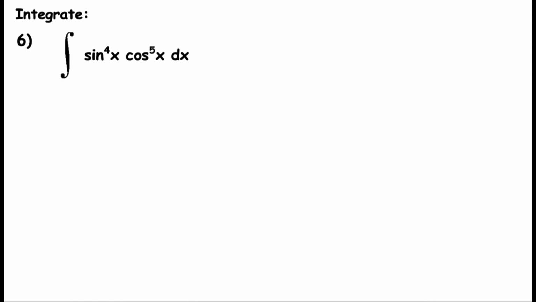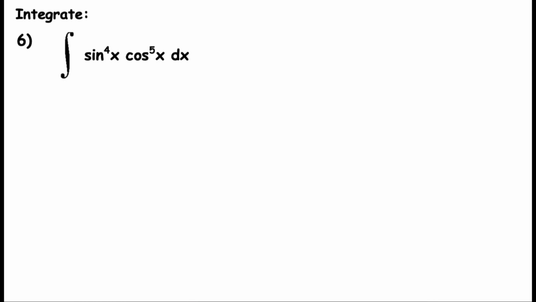All right, number 6. This looks interesting. I've got multiple powers of sine and cosine. I really can't do a u sub quite yet, because if I make u sine, then du becomes cosine, and I have 5 cosines. Same thing if I make u cosine, du is negative sine of x, but I have 3 more left. I have to do something else.